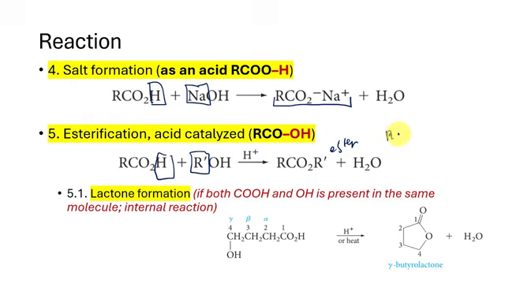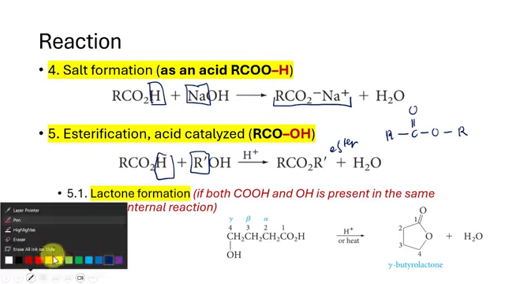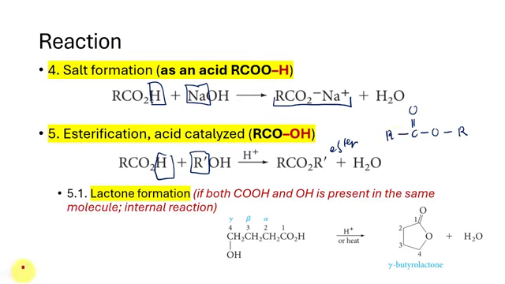So esters are R, C, and O, and also R. So take notice that this is the original carboxylic acid, and the hydroxyl group is replaced with an R group.